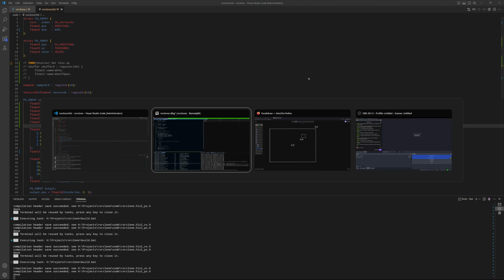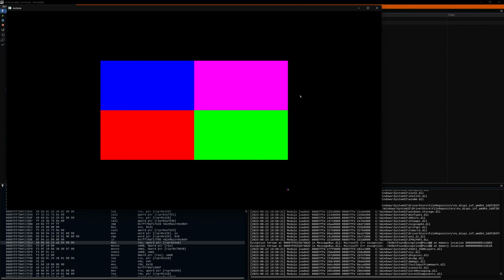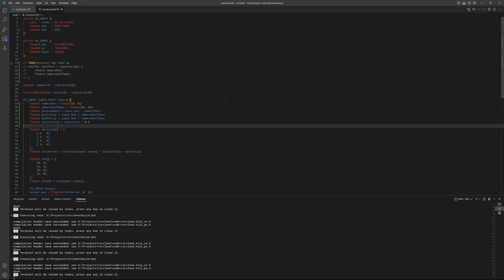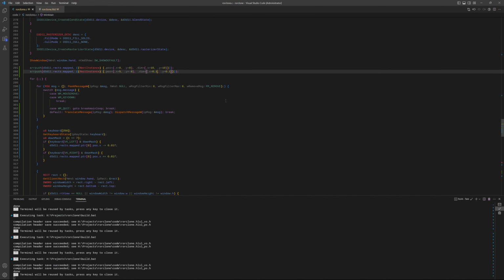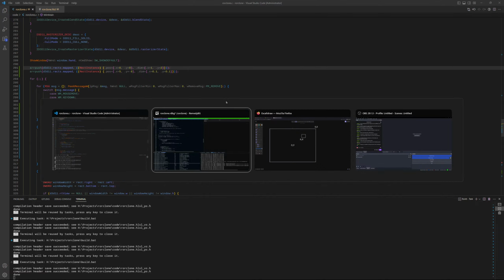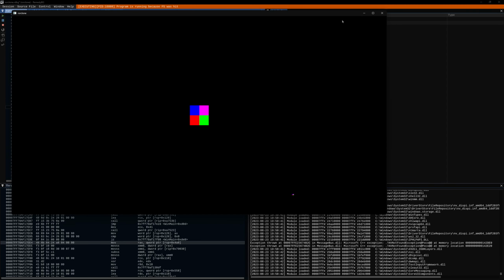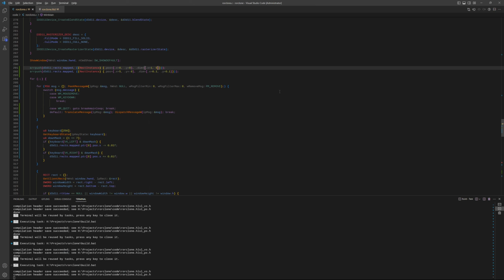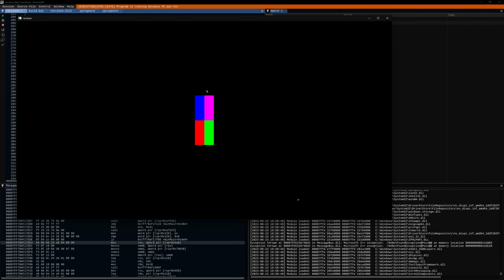Okay, this shouldn't change anything. Oh, by the way, let's make sure that unequal dimensions are correctly displayed. They are. They are.